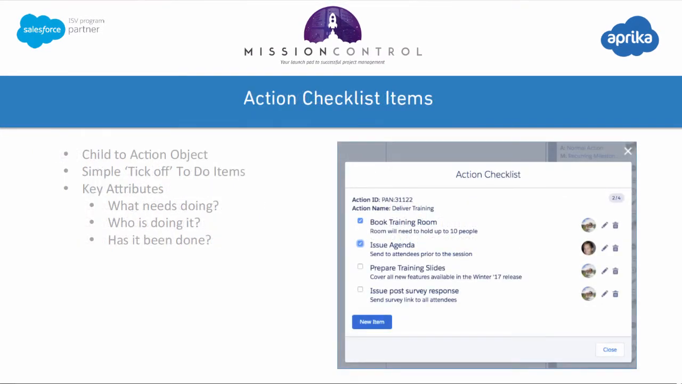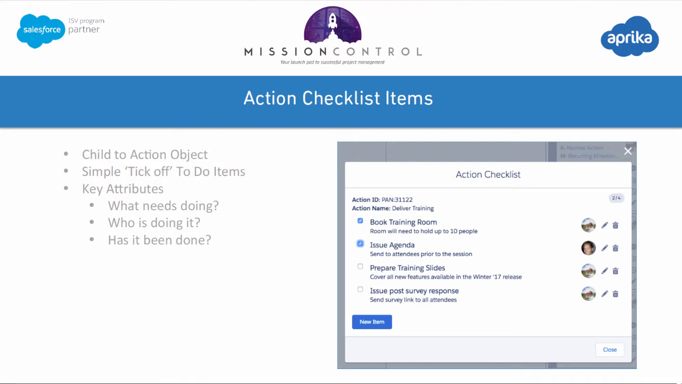A new checklist item object has been added to Mission Control as a child to the action object. It will enable you to keep track of key items that need to be completed as part of delivering an action. It will serve as a simple checklist of items that can be ticked off as they're completed. For example, if I have an action to deliver training for my client, my checklist items might include things like book the training room, issue an agenda, prepare training slides, and issue the post-survey response.